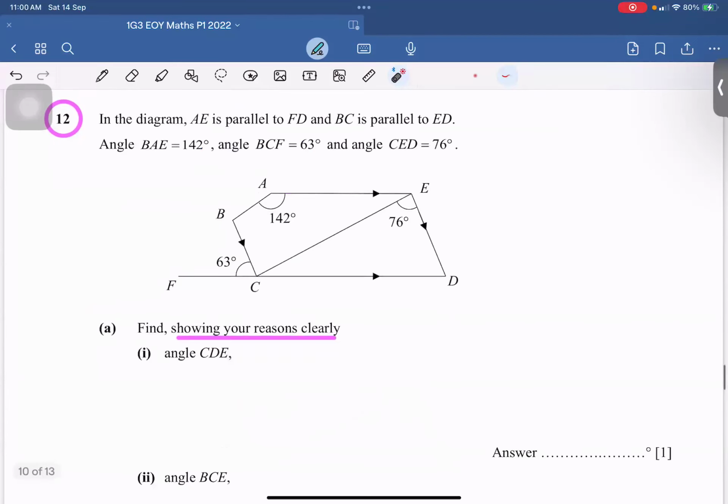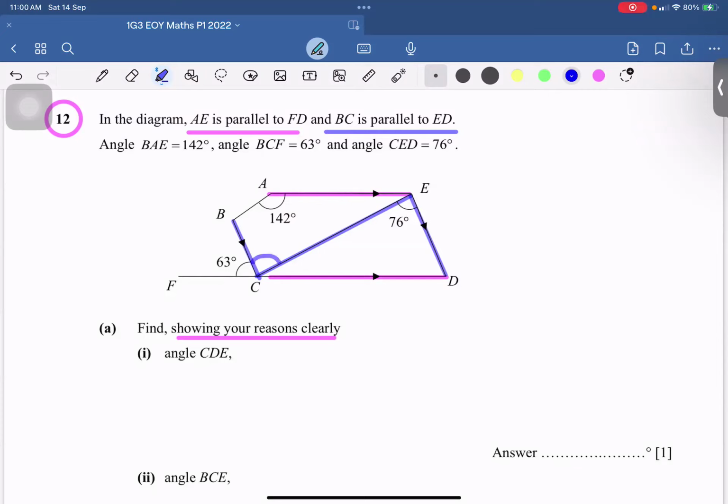You have a few lines that are parallel, but they did not tell you BA is parallel to CE. They only say AE is parallel to FD. AE parallel to FD, immediately I can see the first pair of alternate angles over here. Just highlighting for you to see. Secondly, they say that BC is parallel to ED. Another pair of alternate angles over here. Immediately, you can see that this angle is 76 degrees.